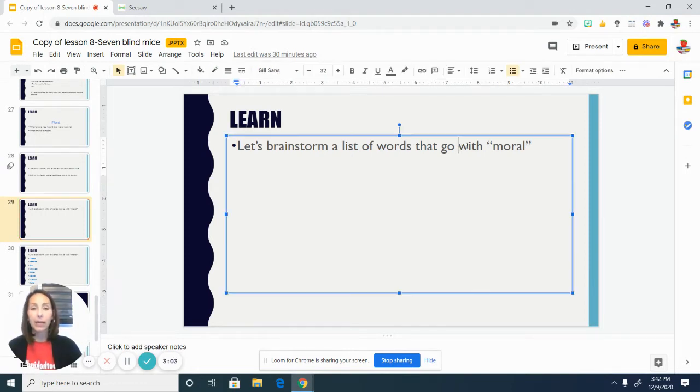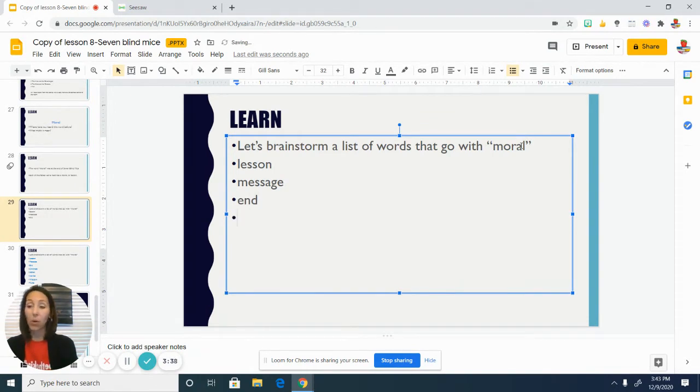So let's try together, and you can think yourself about what are some words that go along with the word moral. When you hear someone say that word, or the moral of the story, what are some things that might come to mind? So I know that I think of the word lesson. Probably also think of the word message. It's like a message that the author's trying to give us. It makes me think that it usually comes at the end of the story.